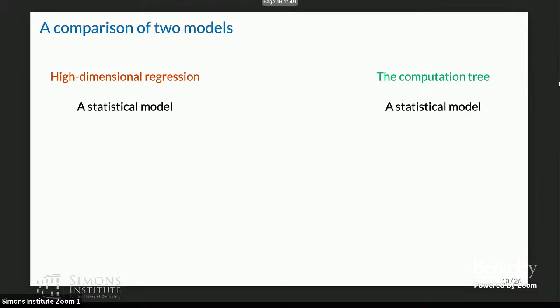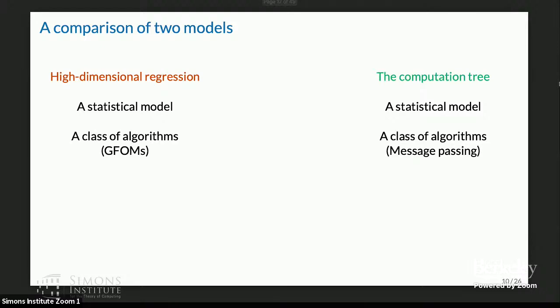So first, I'm going to give you the statistical model. And I'm going to give you a class of algorithms in each model. So I've already told you about the class of algorithms for the high dimensional regression models. They're the first order methods. And on the computation tree models, I'm going to give you algorithms, which are message passing algorithms.